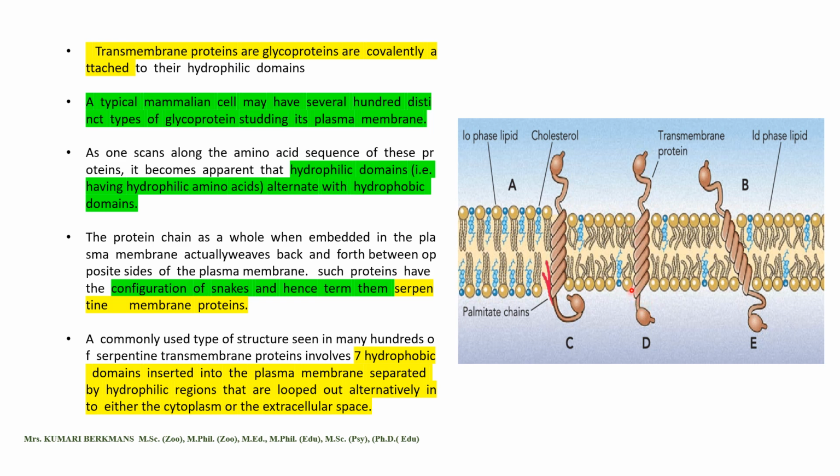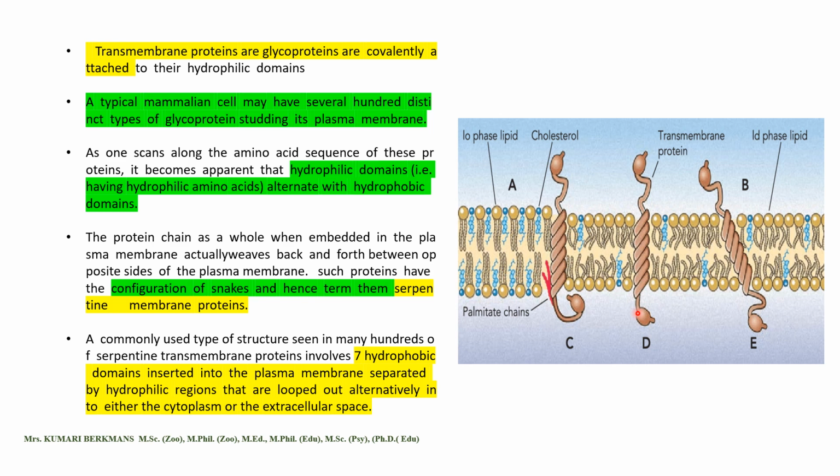Now, the protein chain as a whole, embedded in the plasma membrane, weaves back and forth between the opposite sides of the plasma membrane. Such proteins have the configuration of snakes. You can see here it goes back and forth, it makes a shape like a snake. Its appearance is like a snake, and hence the term serpentine membrane protein. So this protein is called a serpentine membrane protein because of its appearance.